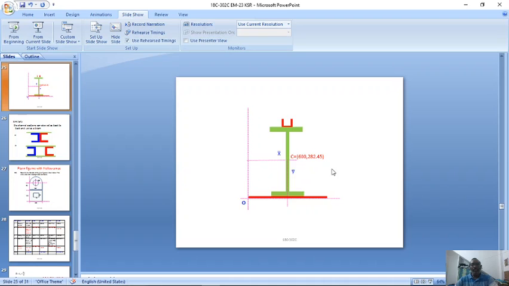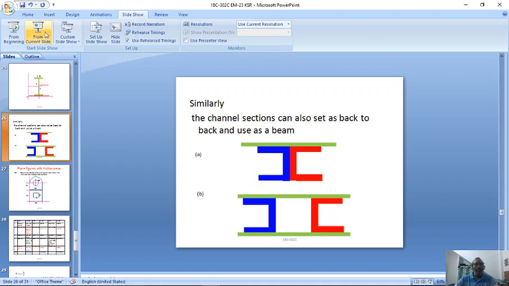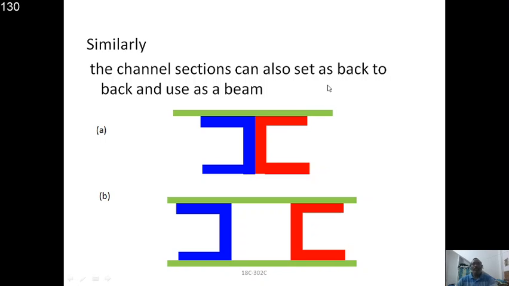So with this, we have covered the built-up sections used by I section and flange plates and channels. And we can also frame the built-up sections with the help of channels and plates. The channel section, a single channel section can be like this.